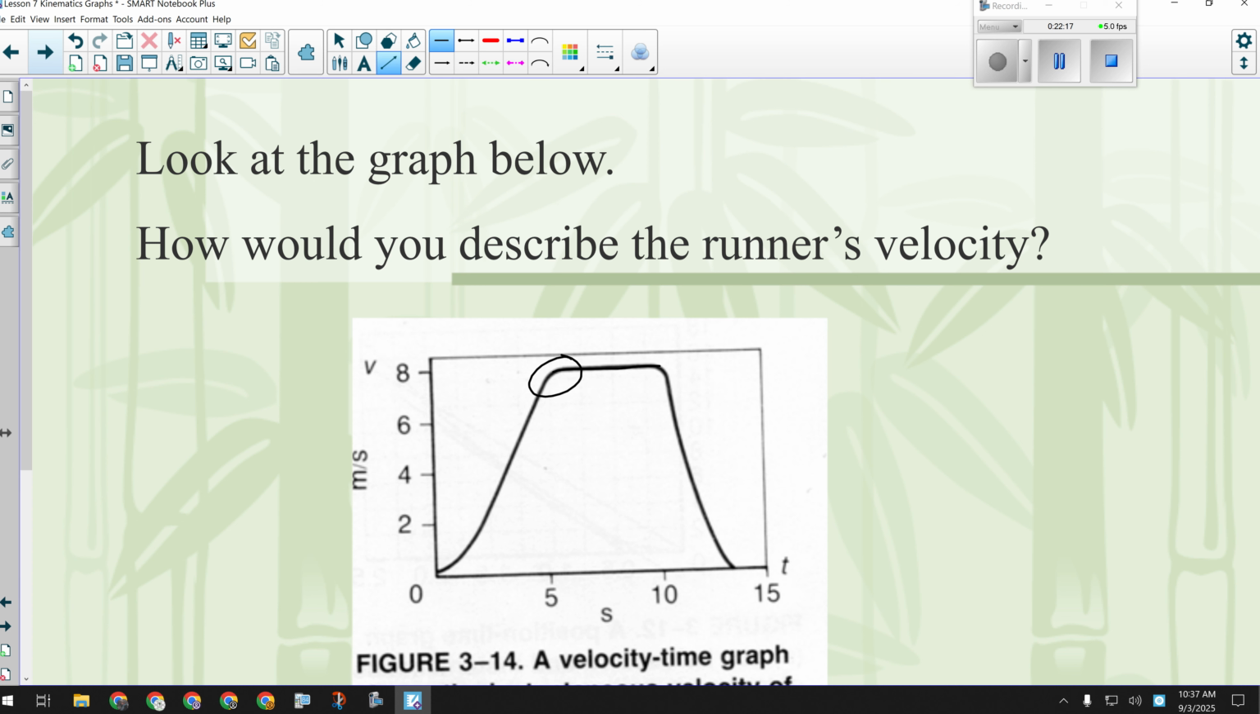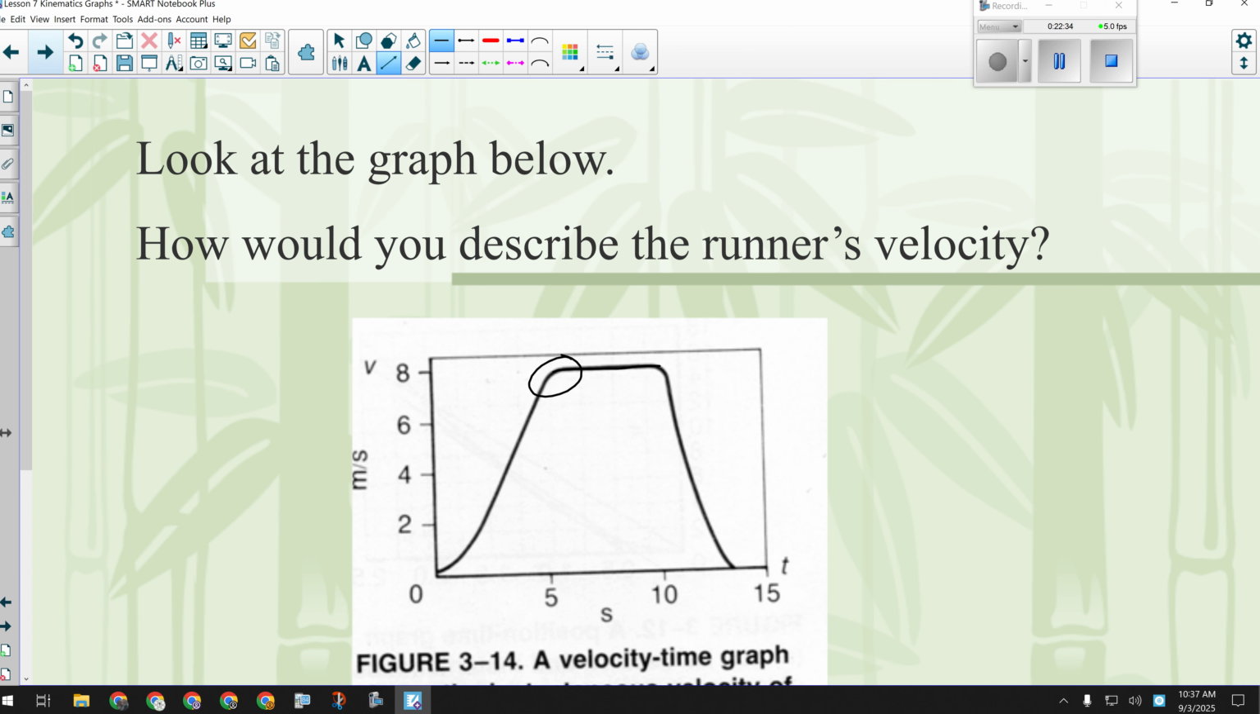There was a time where they were accelerating. There was a time where they were running at a constant velocity. There was another time where their acceleration was negative. And then, after that negative acceleration, they stop. Their velocity reached zero, and that's where the data ends.